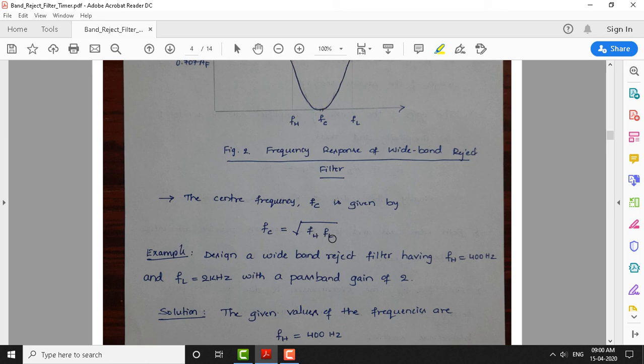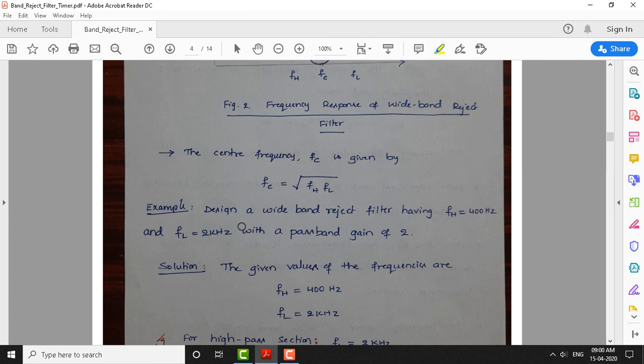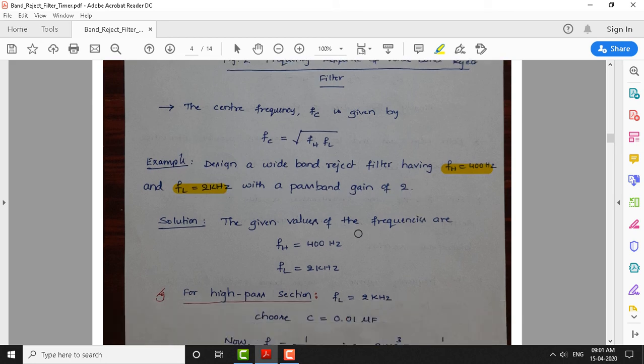Now let us take an example to understand the wide band reject filter design. In this example, we need to design a wide band reject filter for the higher cutoff frequency fh equals 400 Hz, lower cutoff frequency fl equals 2 kHz, with a pass band gain of 2. Now let us see the solution for this example. The given values of the frequencies are: higher cutoff frequency is 400 Hz, lower cutoff frequency is 2 kHz.